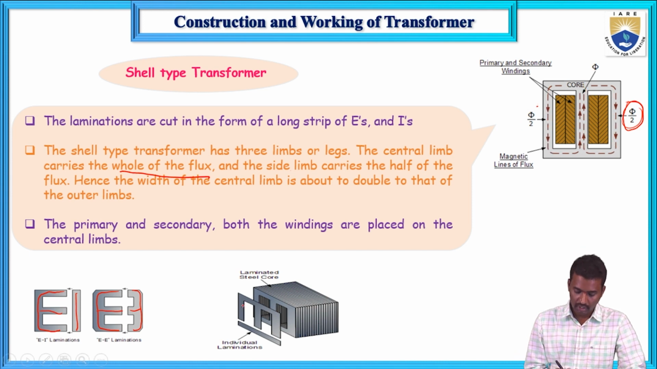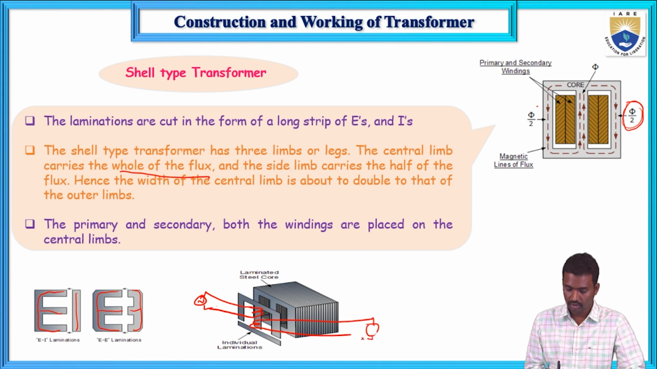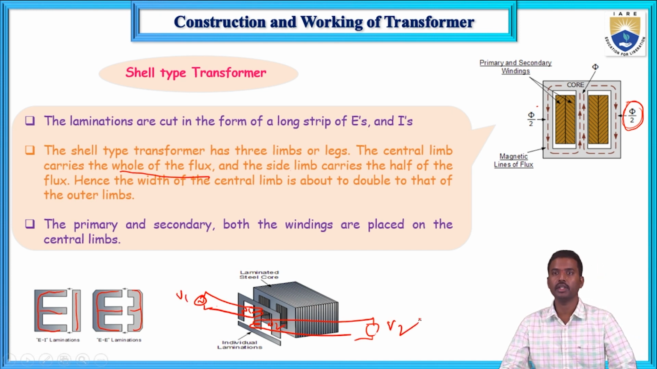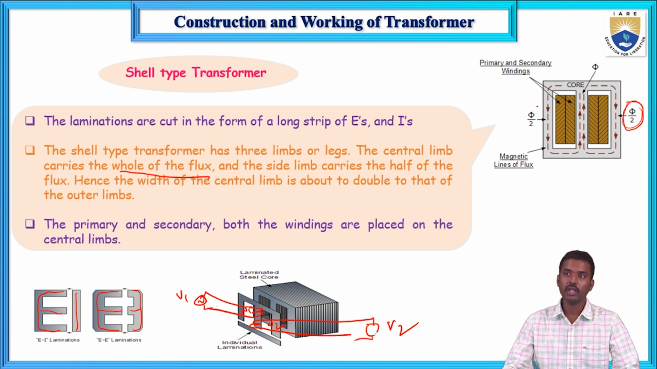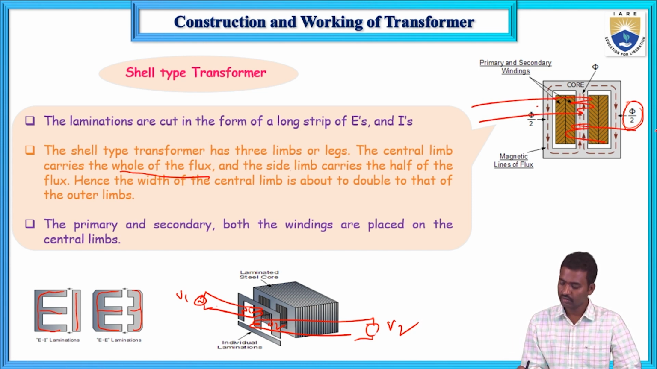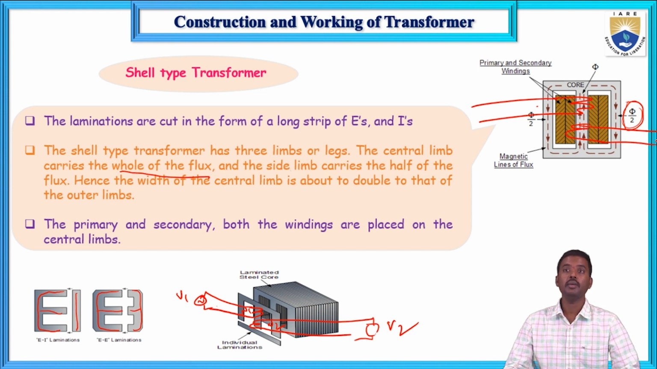This is the primary winding, which is connected to the supply. It looks like this, and the secondary winding is connected to the load. This is the primary winding with turns N1 and the secondary winding with turns N2. V1 is the supply and V2 is the load voltage. Both primary and secondary windings are wound on the middle limb only.